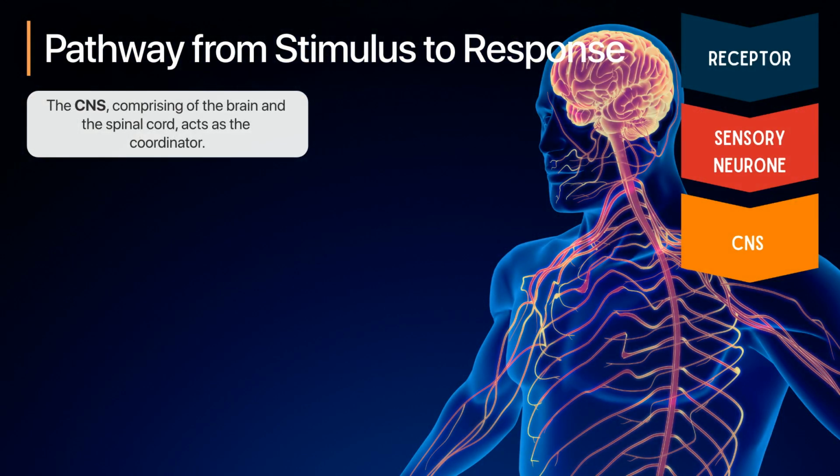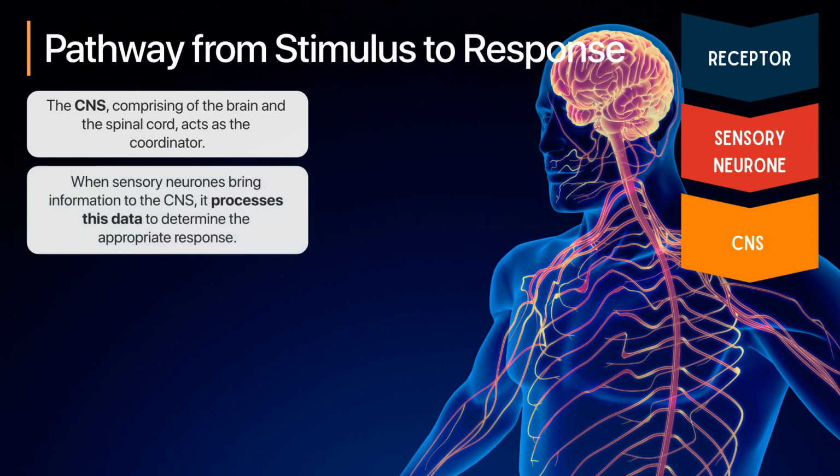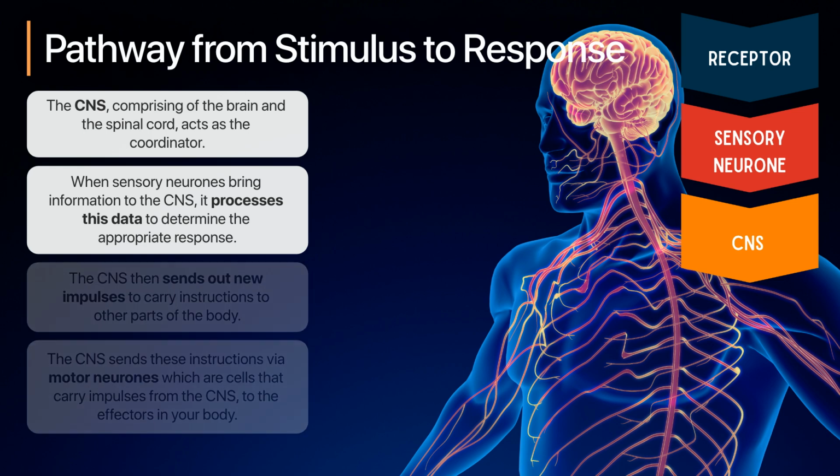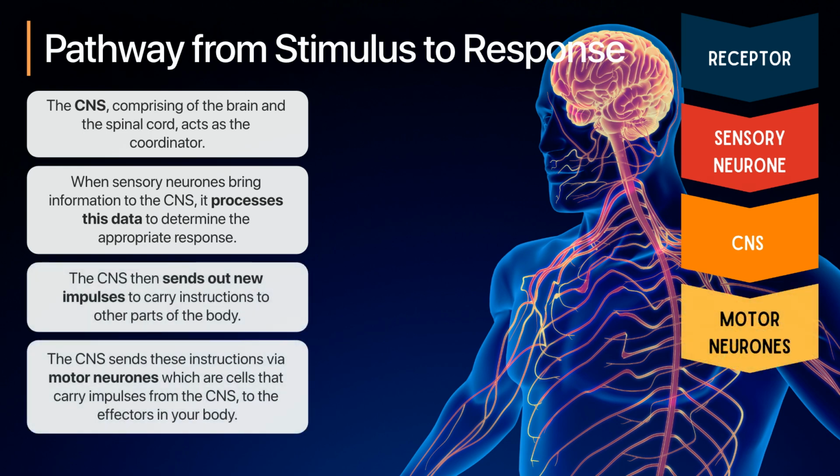The central nervous system, comprising the brain and the spinal cord, acts as the coordinator. When sensory neurons bring information to the CNS, it processes this data to determine the appropriate response. The CNS then sends out new impulses to carry instructions to other parts of the body. The CNS sends these instructions via motor neurons, which are cells that carry impulses from the CNS to effectors in your body.